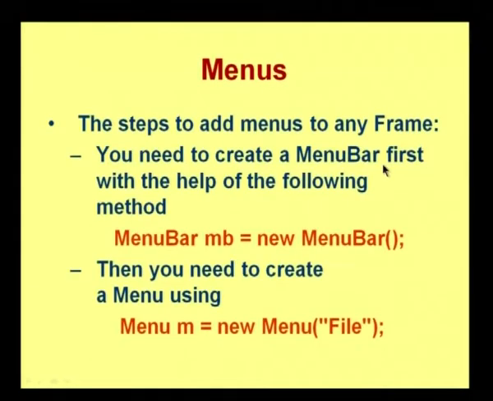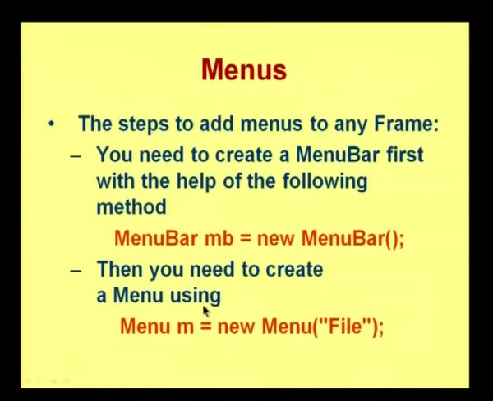So, the steps to add menus to any frame. The first one is you need to create a menu bar with the help of the statement MenuBar mb = new MenuBar(). Now I have a constructor to construct a menu bar. Whenever I have a frame or a window, what is the difference between your frame and window? We have seen, we don't have your toolbox, your status bar and all in your window, whereas whenever I have a frame or my applet, I can keep on adding my menus. So, first I initially create a menu bar. That is my first step.